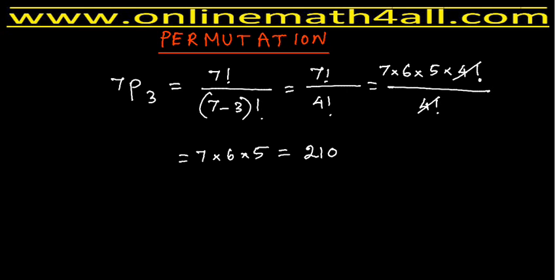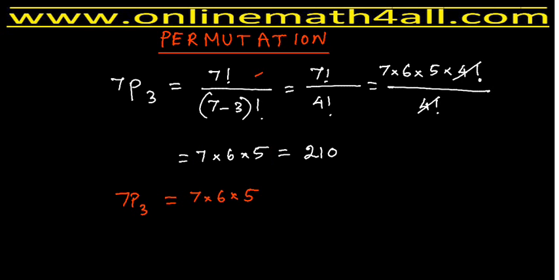Okay, now I'll take the same problem again, that is 7p3, but this time I'm going to do it without the formula. So we have 7 and the value of r is 3, so we have to expand 7 for the next 3 terms, that is 7 times 6 times 5. We must have only 3 terms, because we have 3 here. That's all. We have not applied the formula. Immediately we went to this step.